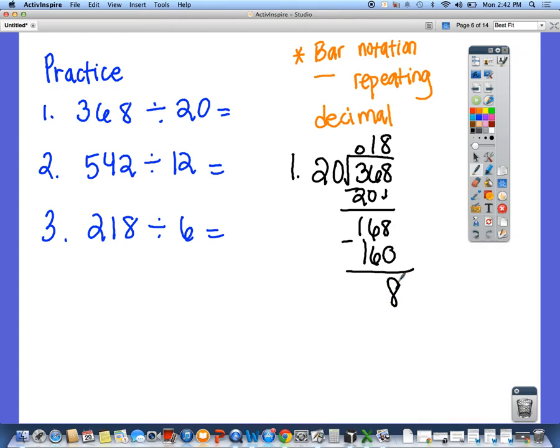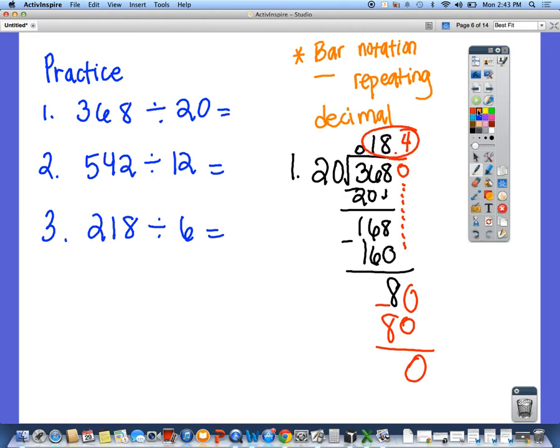Stop right here. I don't want a remainder. I want a decimal. So I go ahead and add my decimal point, which allows me to annex a 0. Bring it down. All right, now how many times does 20 fit into 80? That is 4. I'm going to multiply, and once I get 0, I'm done, or I see a pattern. So your answer is 18 4/10 for number 1.